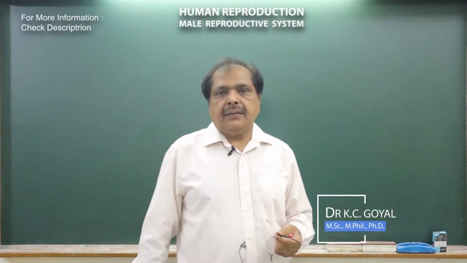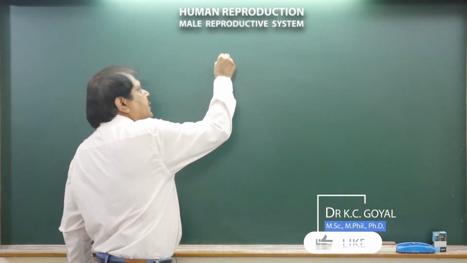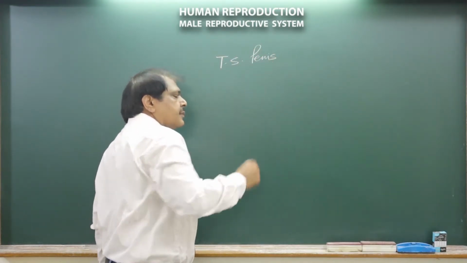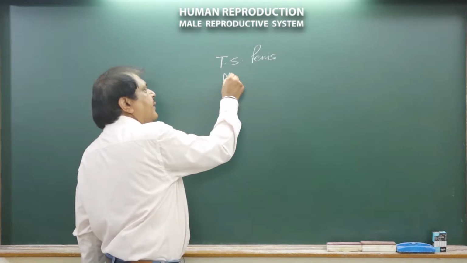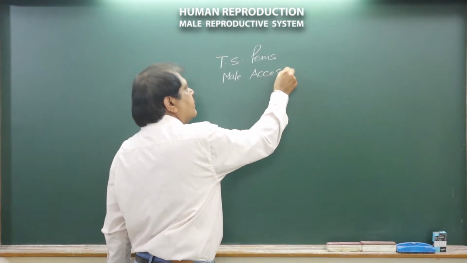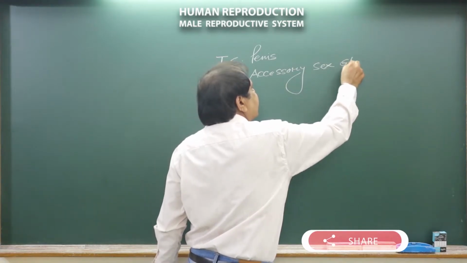Dear students, in continuation with the previous lecture of human male reproductive system, today in this lecture we are to study the transverse section of penis, and second we will study about the male accessory sex glands.